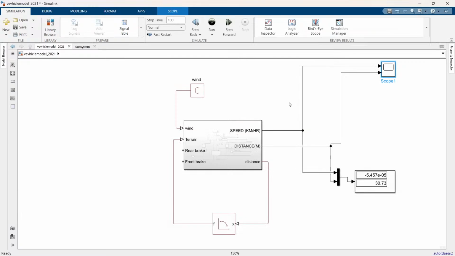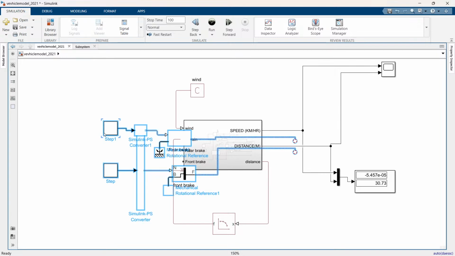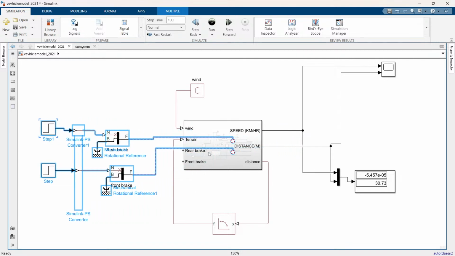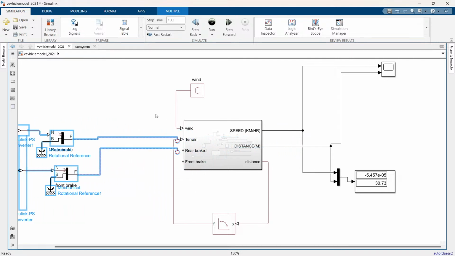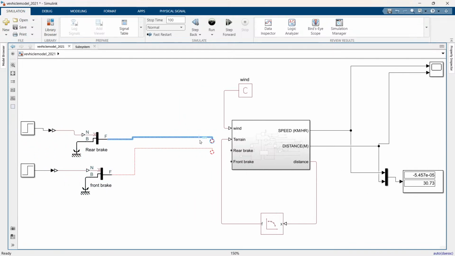I will show you. Our distance value is 30.73. Now I am going to introduce the braking mechanism here. This is our braking mechanism. Now I am going to connect this into the rear brake and also the front brake. One is the rear brake, another one is the front brake.